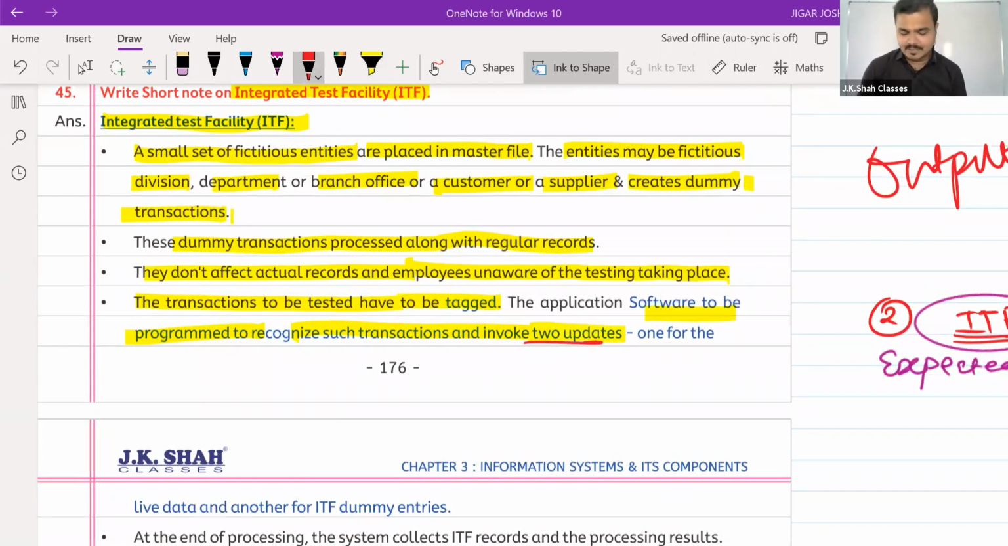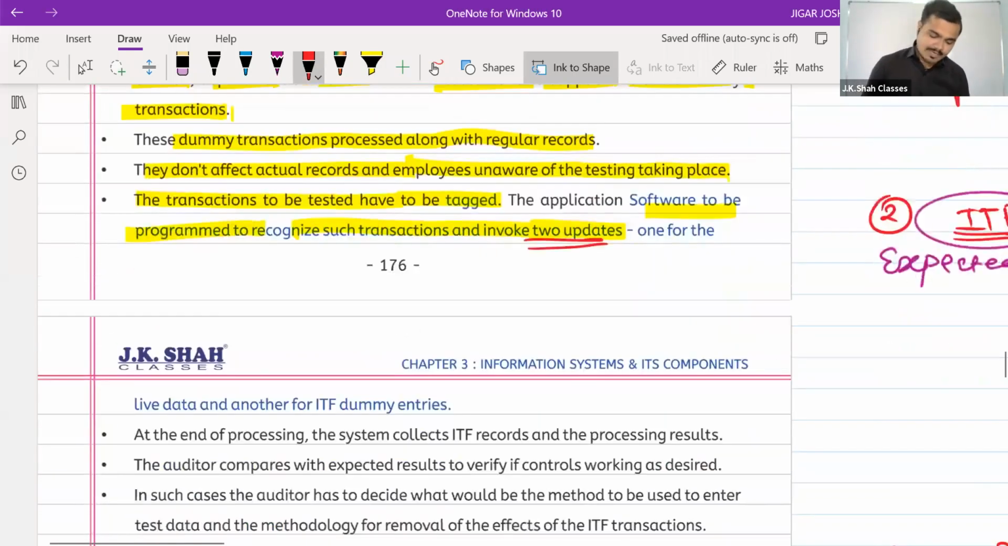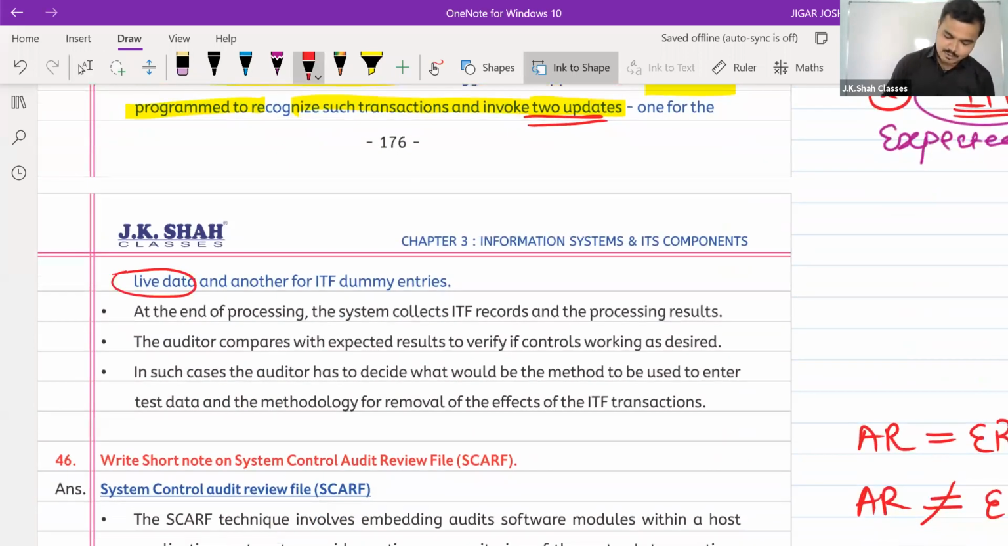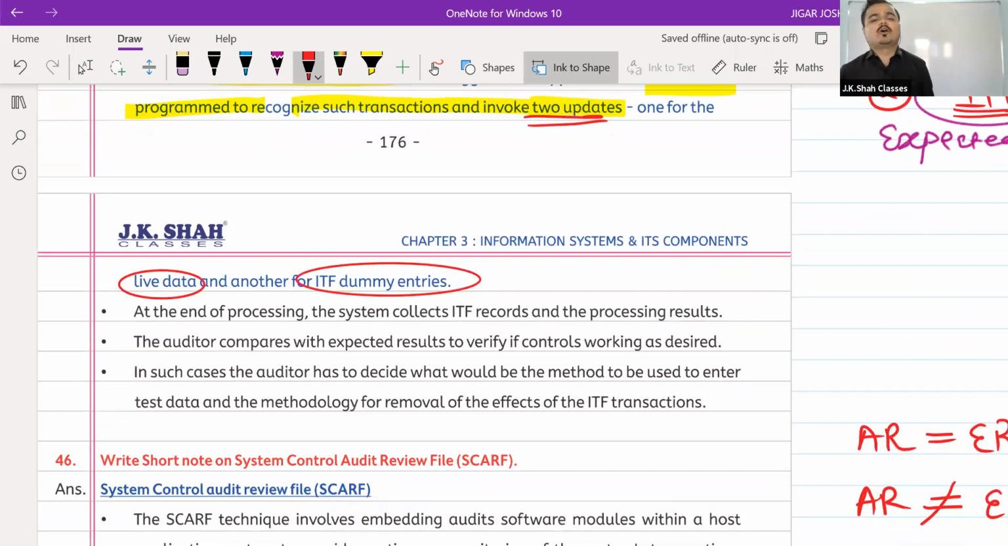How many updates? Sir, two updates. One is for the live data, that is the actual transaction, and the second is for the ITF dummy transaction, that is for the fake transaction. So we want two outputs to be there. One having the actual data and the second one having the fake data. Understood? A very simple thing.